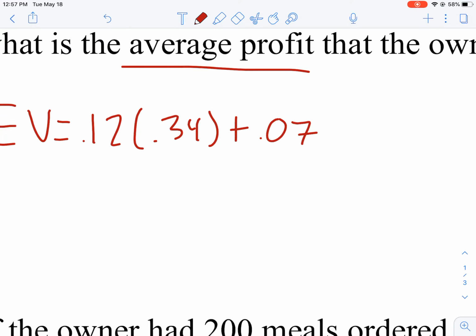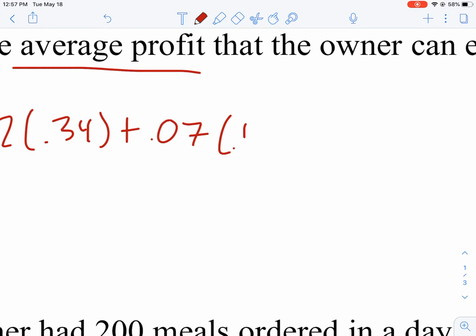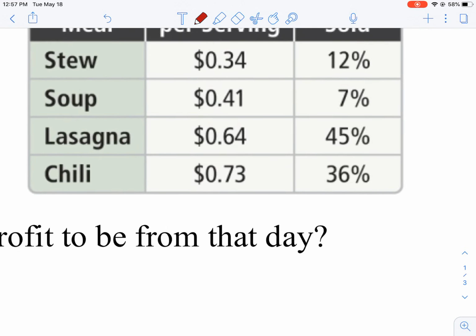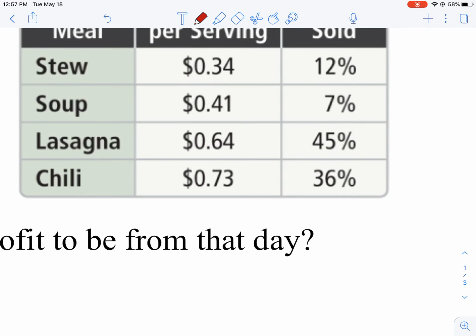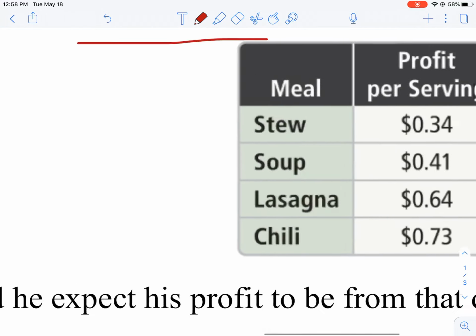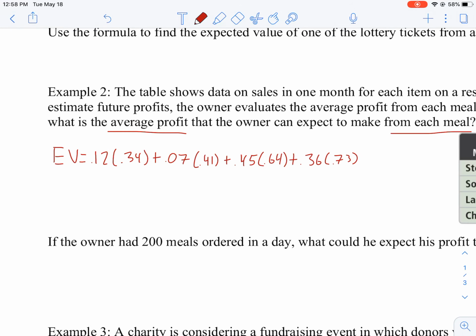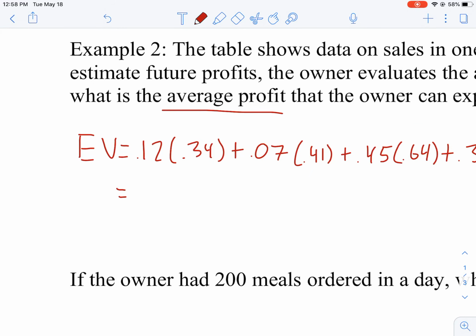There's a 7% chance they'll buy the soup, where the restaurant will make 0.41 cents. There's a 45% chance they'll sell lasagna, which is 64 cents. So you see how we're doing the probability of each outcome multiplied by the value of that outcome, and we're adding them all together. Then we've got a 36% chance for the chili, which is 73 cents, okay? So if we do all that and we add it all up, that gives us an answer of 0.62, okay?